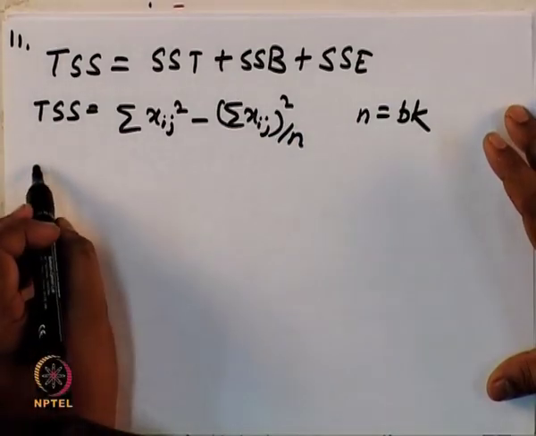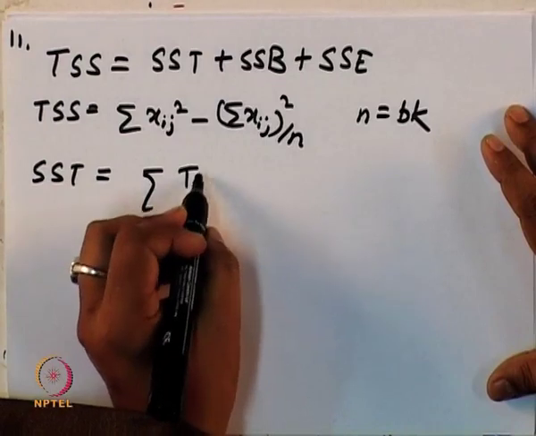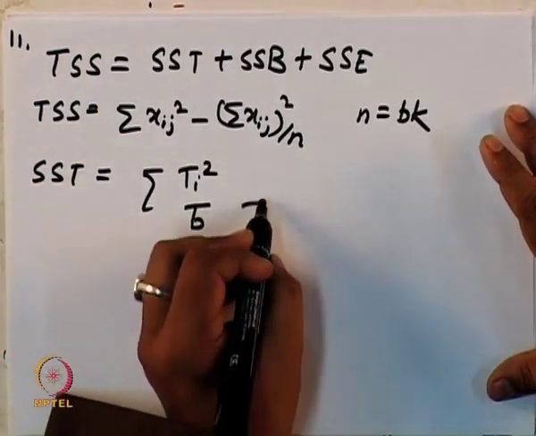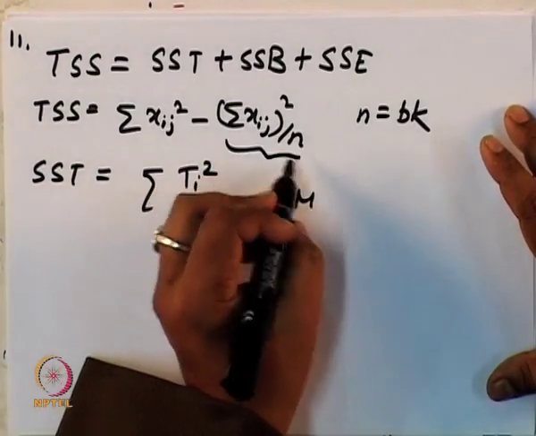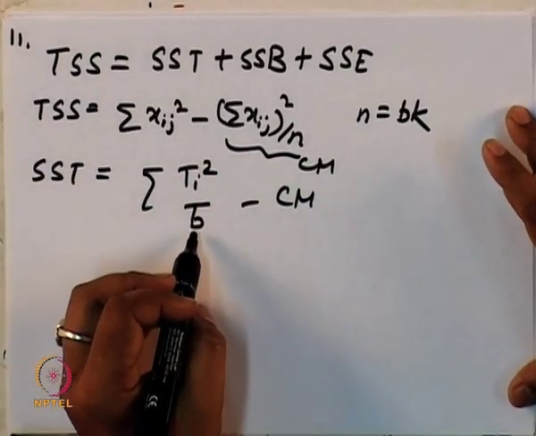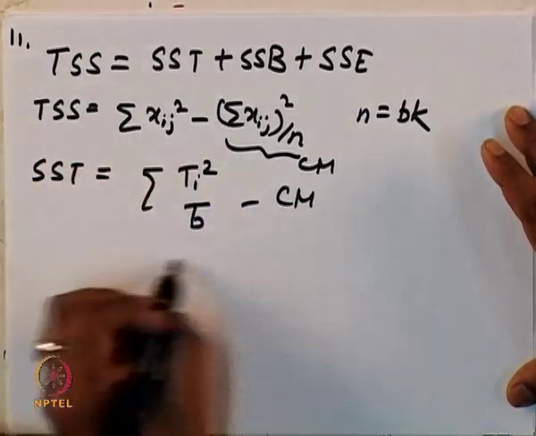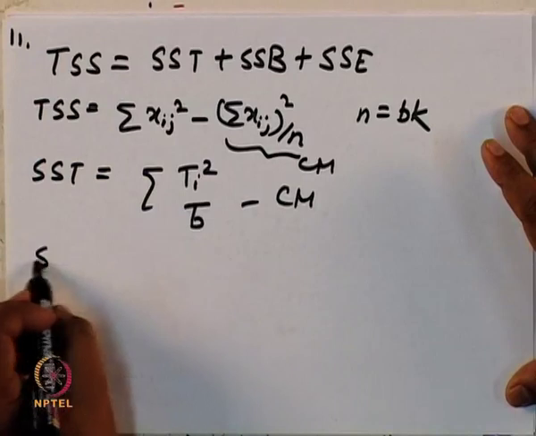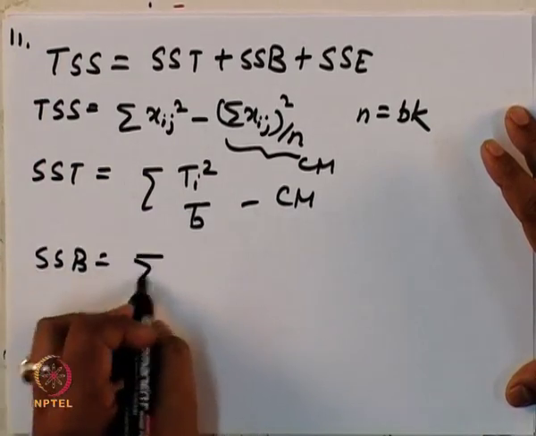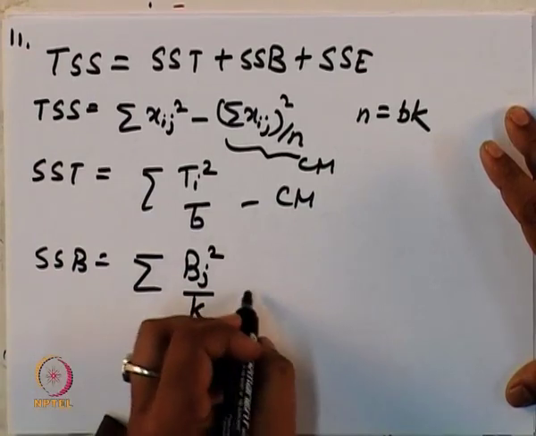You can write down the expression of SST as equal to summation of Ti square by b minus Cm. This is also called Cm. There are b blocks, and for each block you have these many treatments, so you average over that. And SSB is given by summation of Bj square by k, minus Cm, where k is the number of treatments.